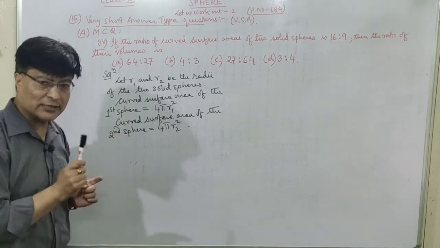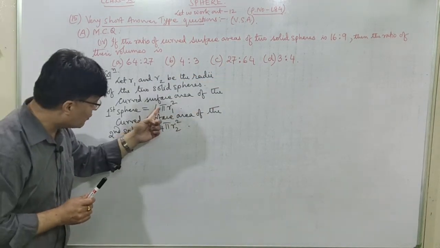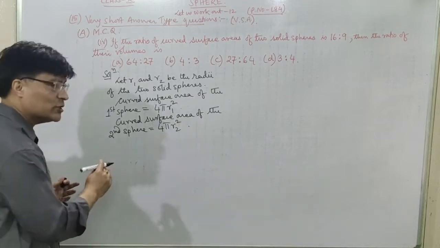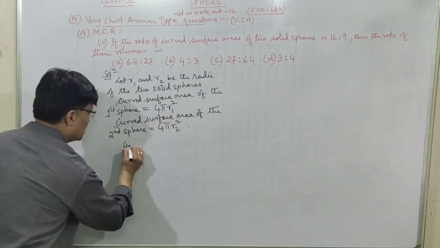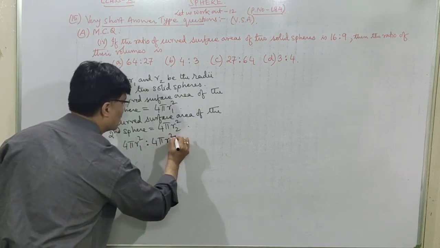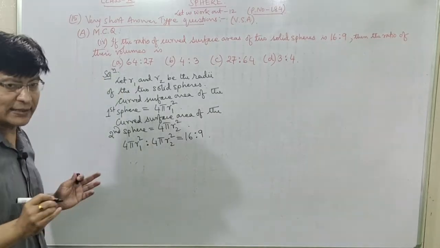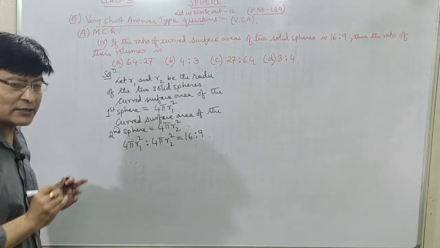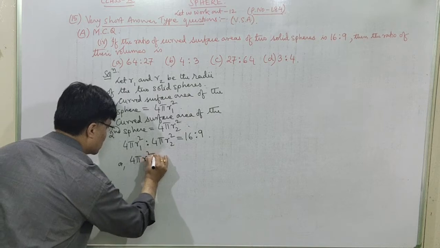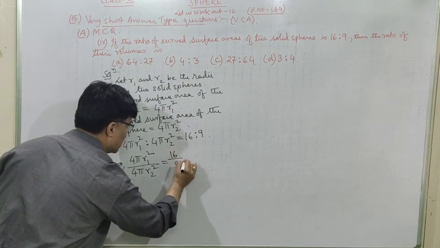Since the ratio of the curved surface area of the two solid spheres is given as 16:9, we write this formula in terms of ratio or in terms of fraction. That is, by the question, their ratio, 4 pi r1 square is to 4 pi r2 square is equal to 16:9. So let us simplify it. Ratio can be written in terms of fraction, you know that. So it is 4 pi r1 square divided by 4 pi r2 square is equal to 16 divided by 9.